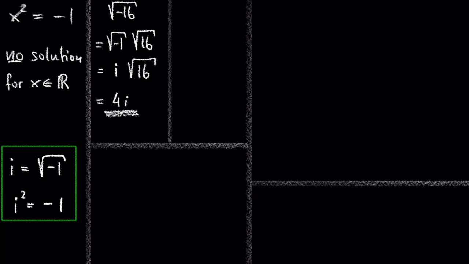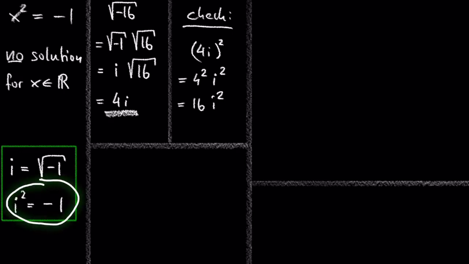How cool is that? We can check this result by squaring 4i and obtaining -16. 4i squared equals 4 squared times i squared, which is 16i squared. And with i squared equals -1, we get -16.